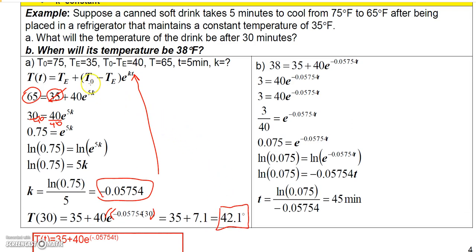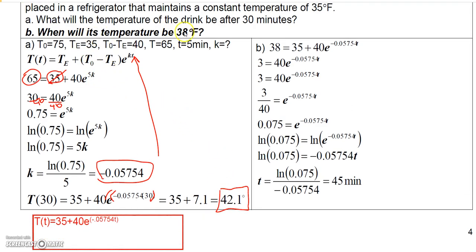Now the second question says, when will its temperature be 38 degrees? So I just need to put a temperature of 38 degrees here, and then I can solve for the T once I put that in. So let's put 38 in here, and then over here you can barely see the T, but there's a T right there. So now subtract 35 from both sides and I get 3. Then divide both sides by 40. So 3 divided by 40 is 0.075.